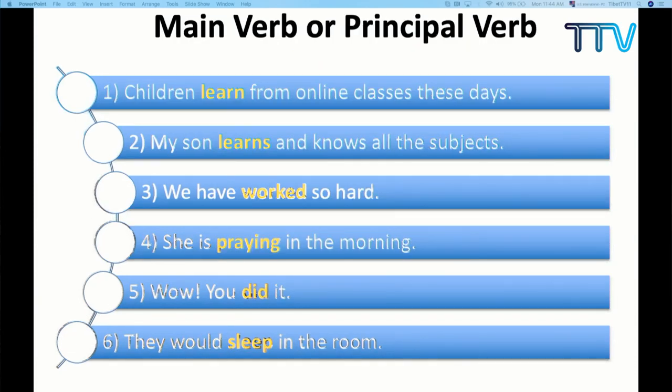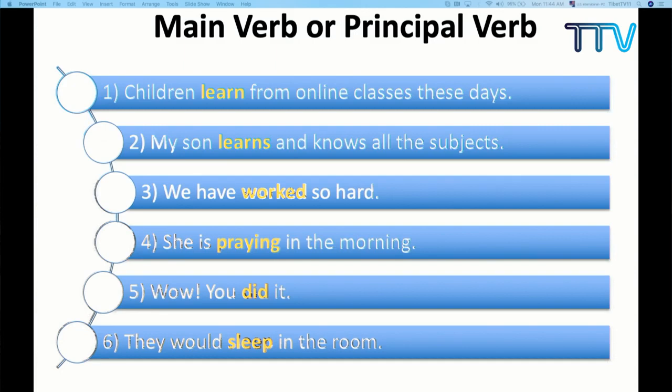Children learn. So the word learn here is the principal verb. Why? Because it shows the action. What do the children do? The children learn. So that is a main verb. Now we are all doing the principal verb or main verb. We are not doing the other two forms of verbs here.